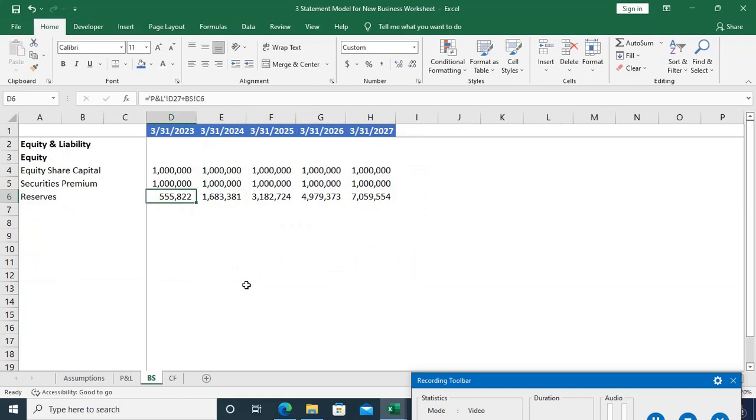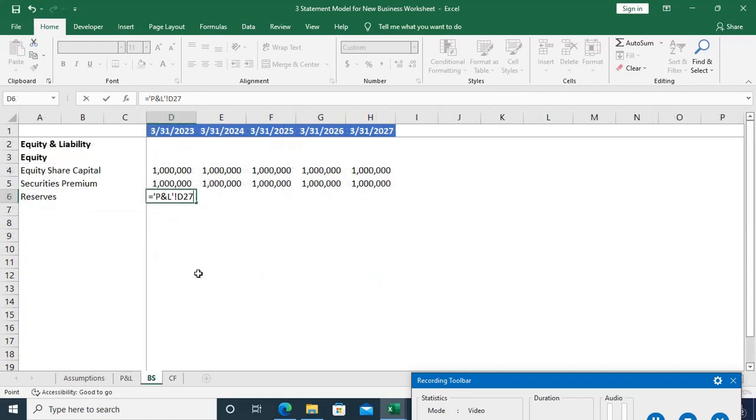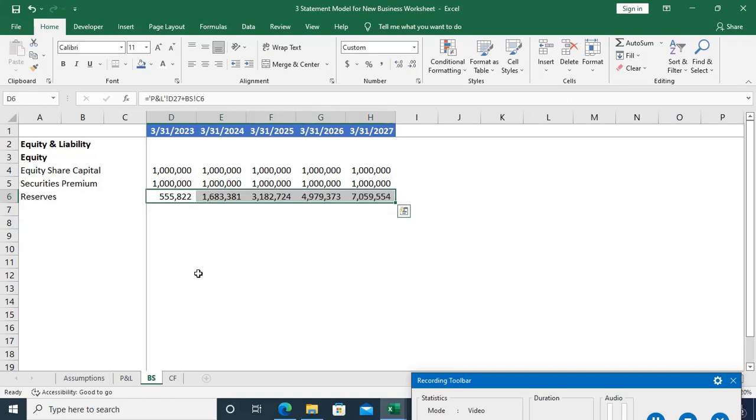How did I do it? Let me show you once again. If you are confused about it, it's alright, let me just show you. Press equal to, simply press equal to, control page up, go and select the profit transfer to the reserves, then just do plus this blank area, shift right, control R, your job is done.